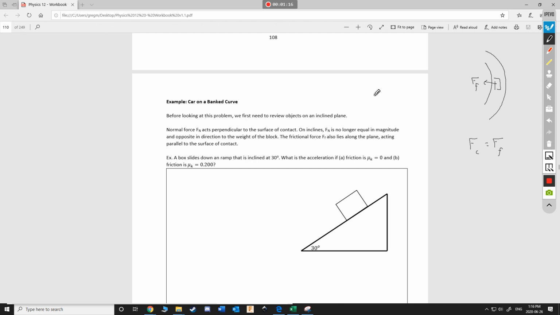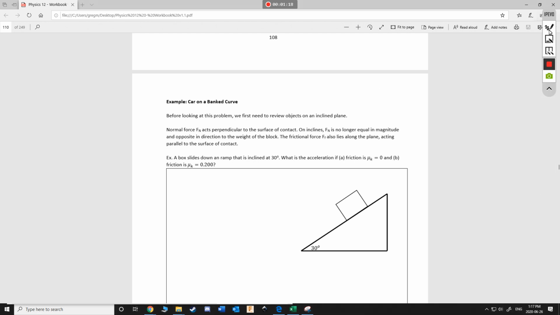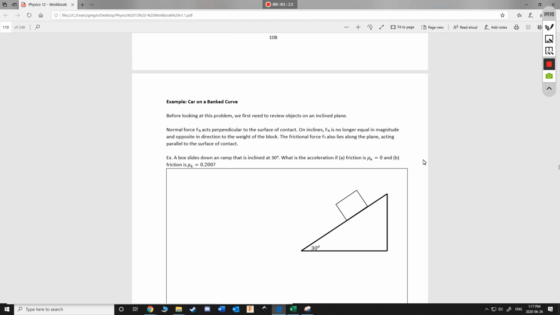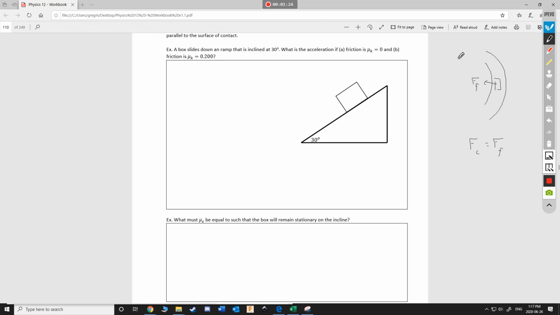So let's do this question here. First, going to look at the grade 11 stuff first. A box slides down a ramp that is inclined at 30 degrees. So when we saw this question in grade 11, again, hopefully you've covered it. First step when doing any force question is draw the free body diagram. We know force of gravity is down. That's our force of gravity vector.